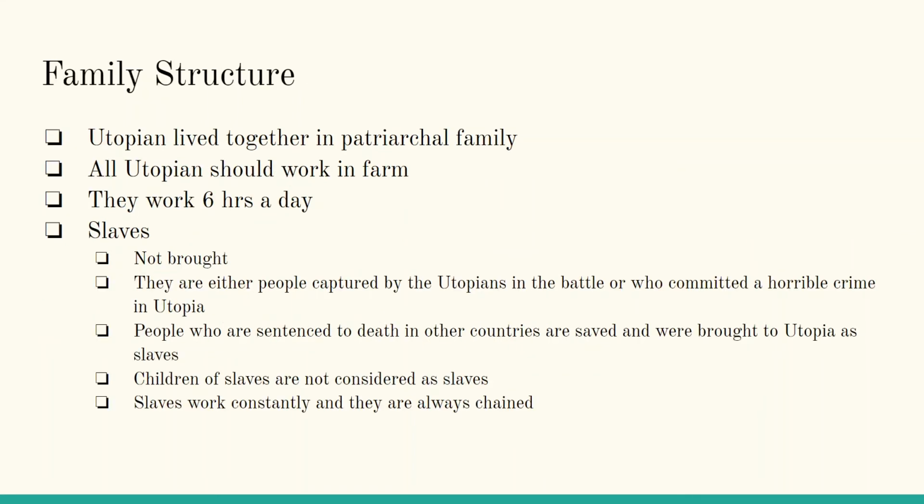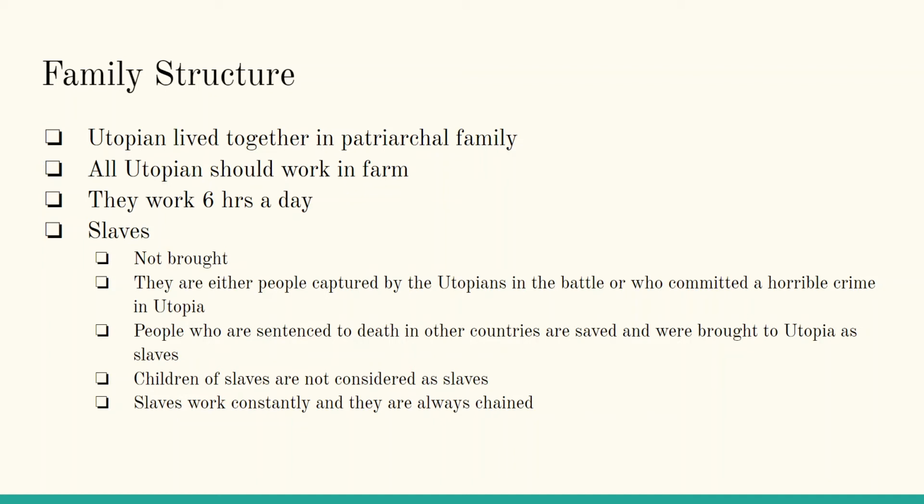So what about the family structure? How did the people live? Utopians live together in a patriarchal family. They are not separated. At least 10 in a family will be there. All Utopians must work on a farm. Everyone must work on a farm, and they have to work for 6 hours a day.